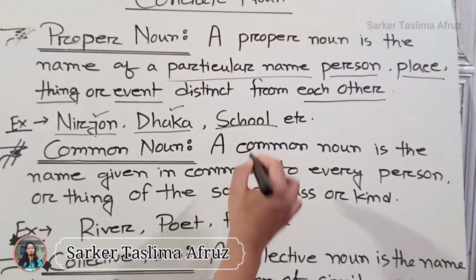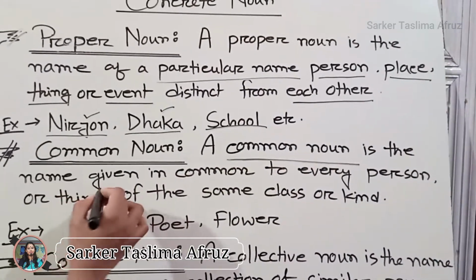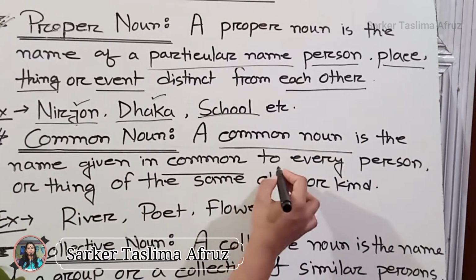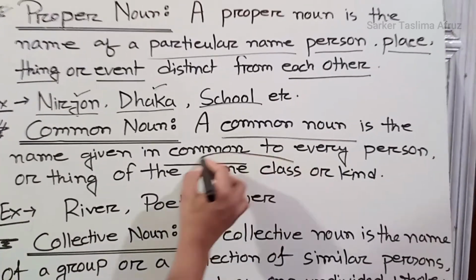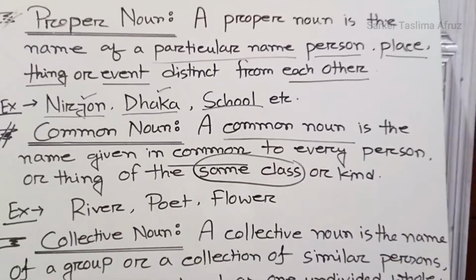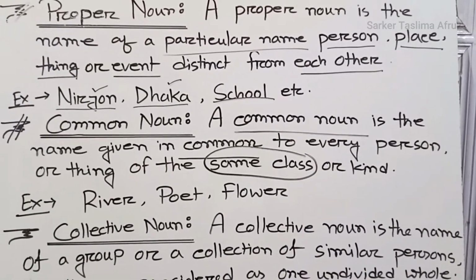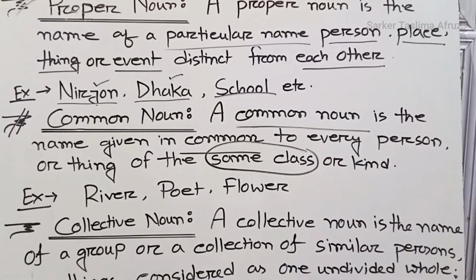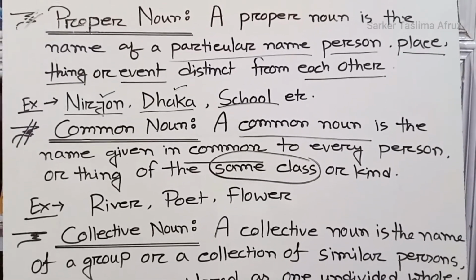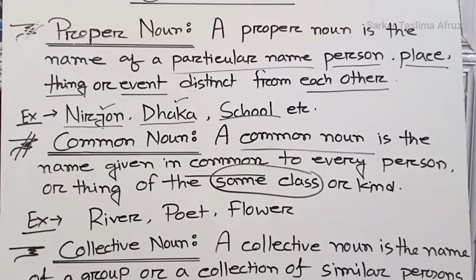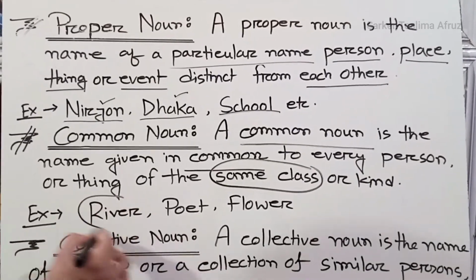So we can say a common noun is the name given in common to every person or thing of the same class. This one, the same class or kind. So we can say a noun that we use for all the entities of the same class is a common noun. Here are some examples.